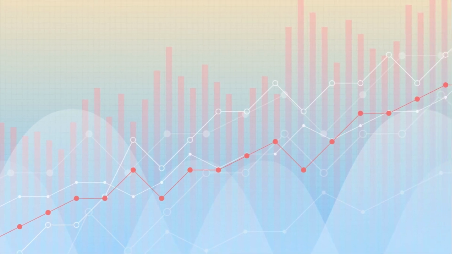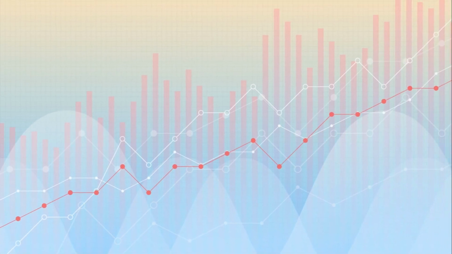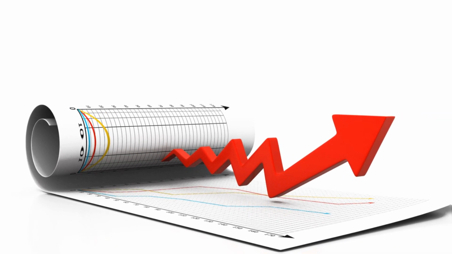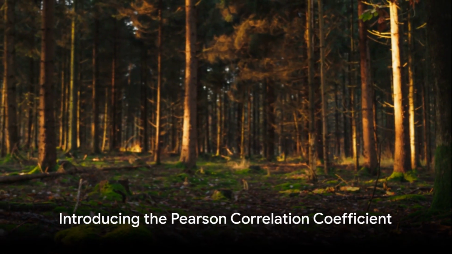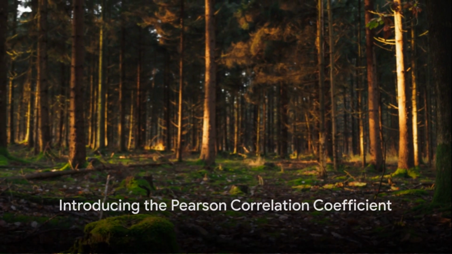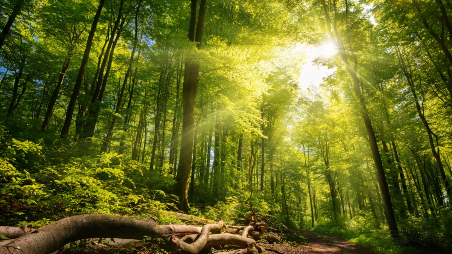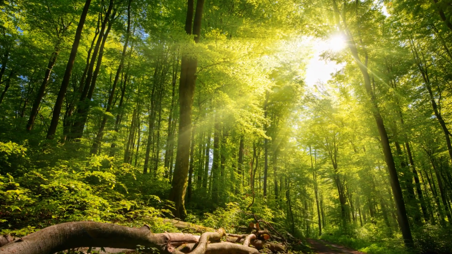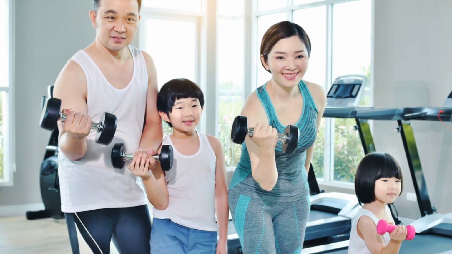So it's clear that understanding these relationships is key, but how do we quantify them? Enter the Pearson Correlation Coefficient. The Pearson Correlation Coefficient, often denoted by R, is a measure of the strength and direction of association between two continuous variables. Let's break this down a bit.